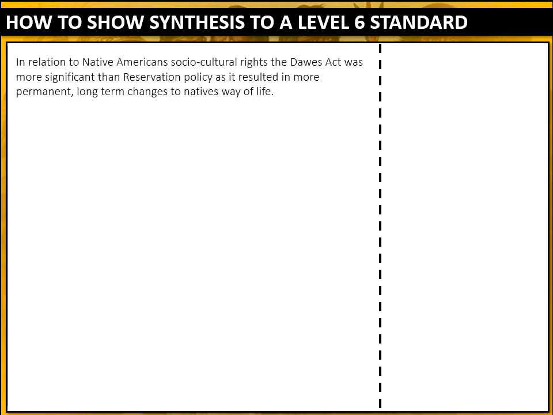Now, let's show you a better way of doing this. Here, I've got an opening sentence, but I've given more. Because I've named a clear theme and I've given a decision, just like the previous example, but now I've given a justification. So I say this, in relation to Native American social cultural rights, the Dawes Act was more significant than reservation policy. That's the same as the previous one, but I say this, as it resulted in more permanent long-term changes to natives' way of life.